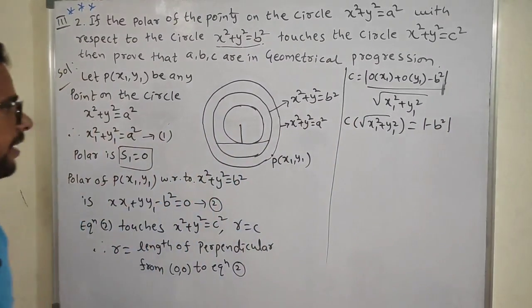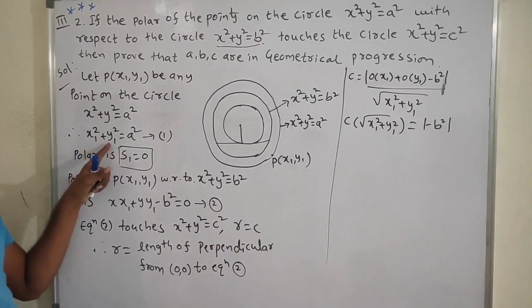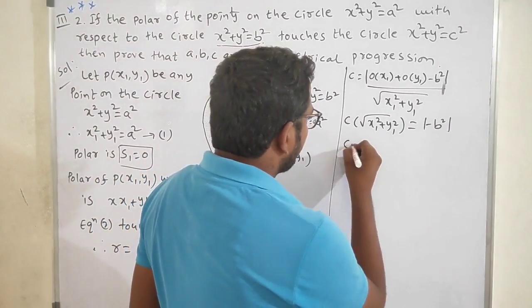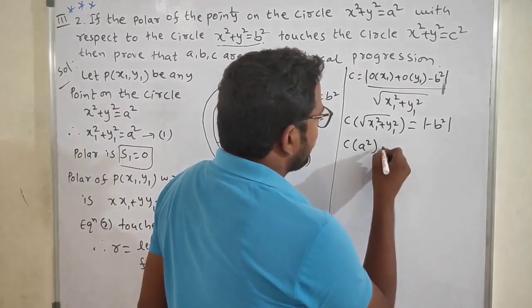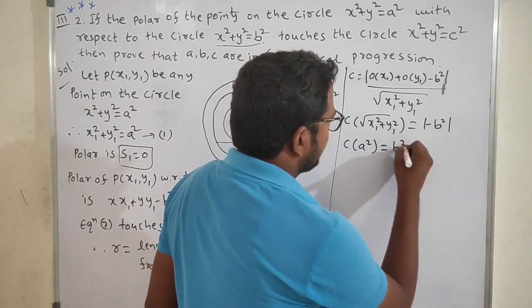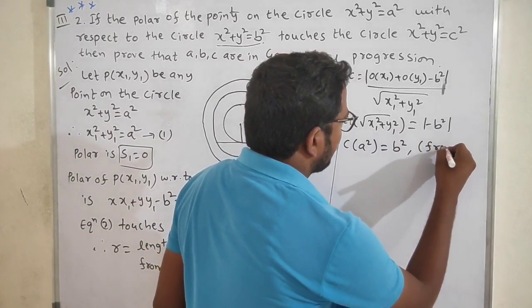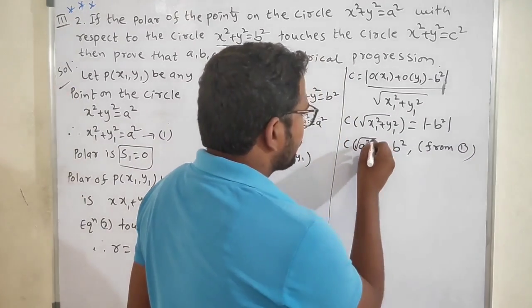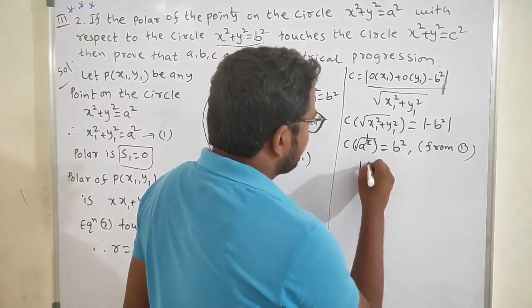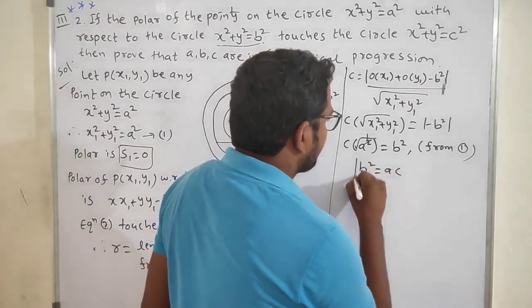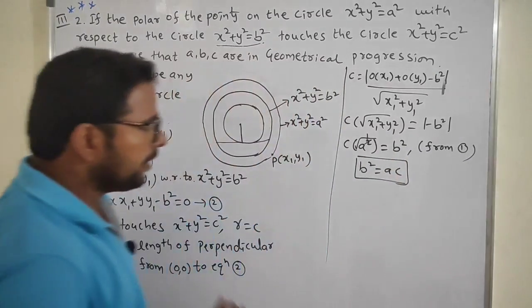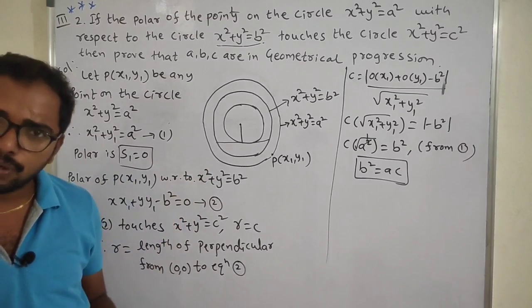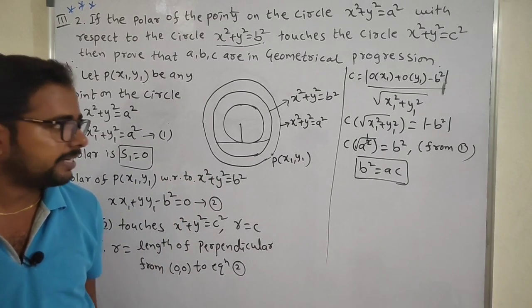From equation number 1, what is the value of x1 square plus y1 square? A square. So substitute here a square c into a square is equals to b square, since from equation number 1. So under root, square root cancel, so b square is equals to ac is the condition. b square is equals to ac ante ABC are in geometric progression.